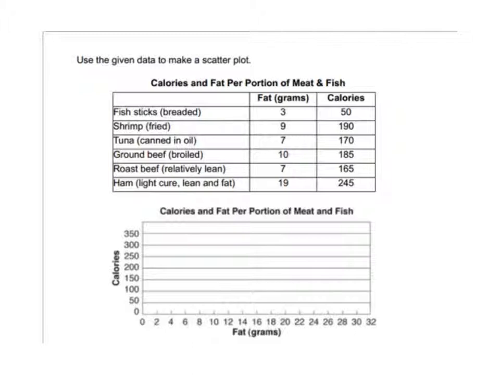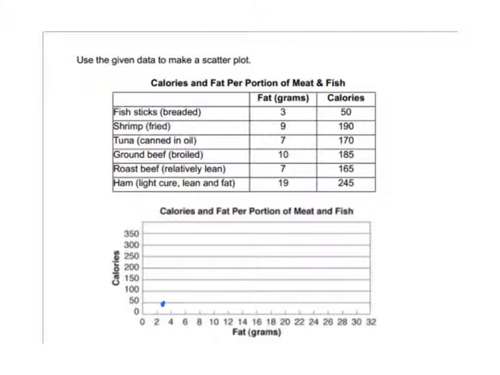Okay, so don't copy this down. I'd like for you just to watch on here. This is the kind of problem that you would be given if you wanted to make a scatter plot and then see if there is a correlation between these two things. So you're going to use the given data to make a scatter plot. You can see here that the fat grams are the x coordinate, and the calories would be the y. Along the x-axis are the fat grams, and along the y-axis are the calories. And so breaded fish sticks have 3 grams of fat and about 50 calories.